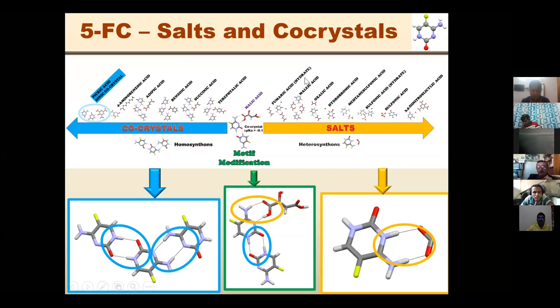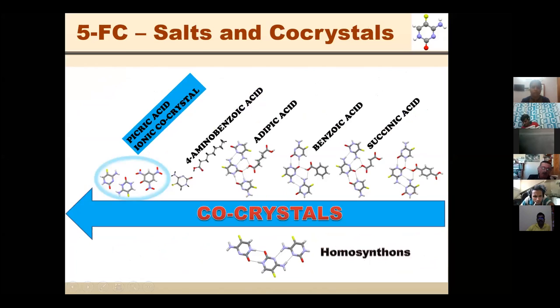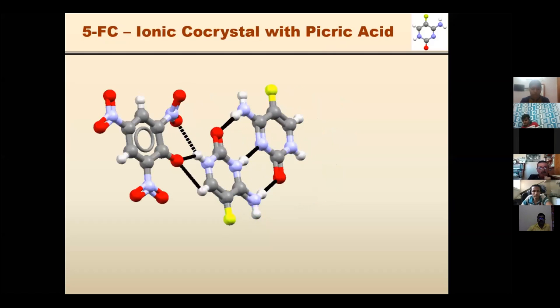Working also in the co-crystal area, we were able to go to the opposite extreme and work in the area of what we call ionic co-crystals, a big different crystal form by itself, which has been getting a lot of attention, mainly from the patent point of view, the intellectual property point of view, since that can make different solid forms. So we put a lot of effort trying to get this solid form, and finally we used picric acid.